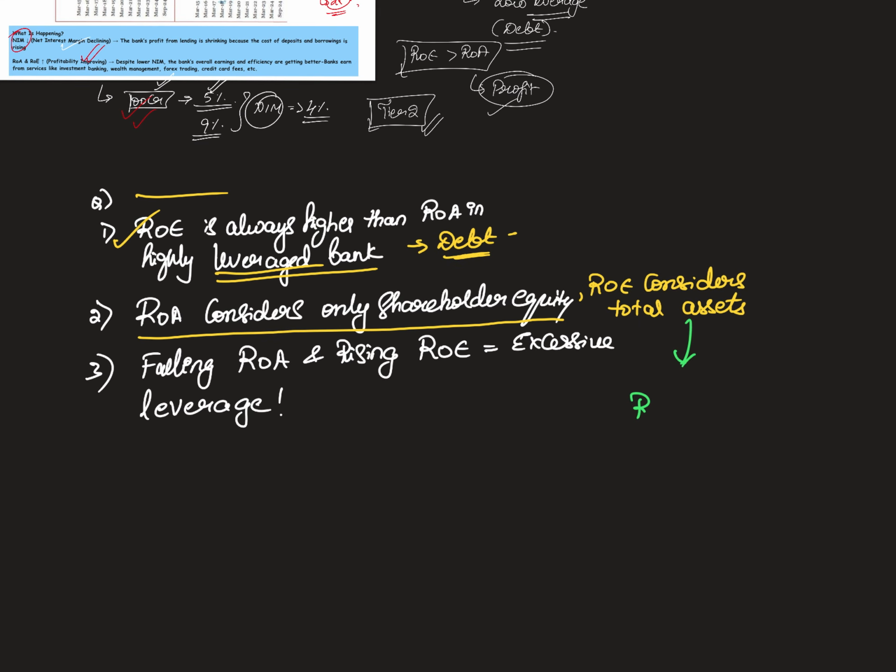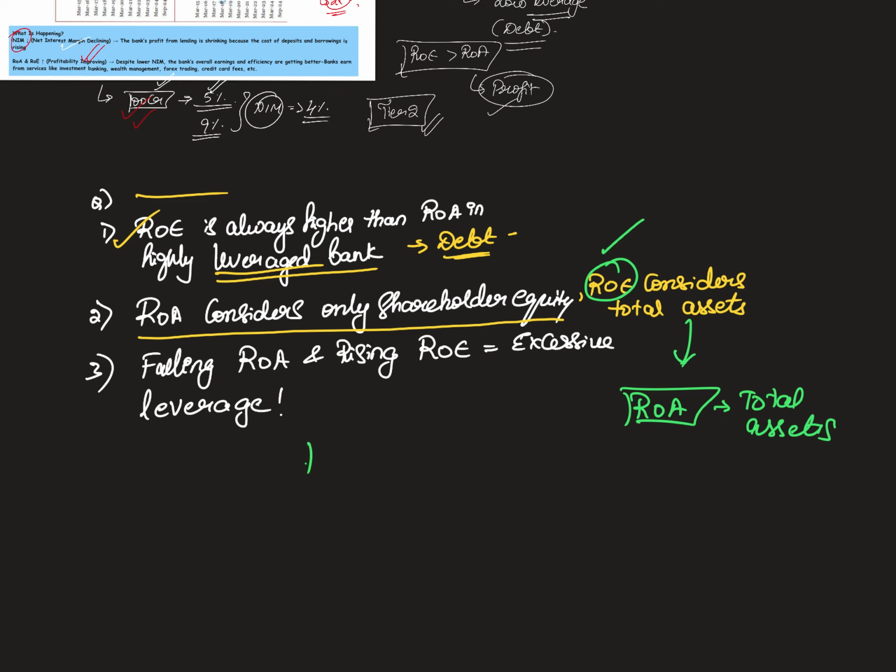Obviously not. ROA definitely considers the total assets. Only, I've just reversed it. ROE considers only shareholders' equity because return on equity, as the name itself indicates, it's basically concerned about profit for the owner.